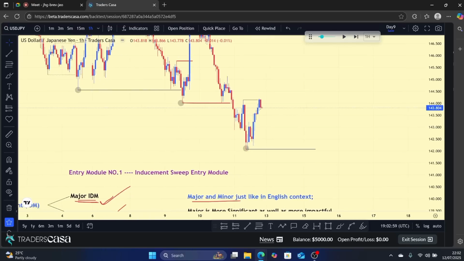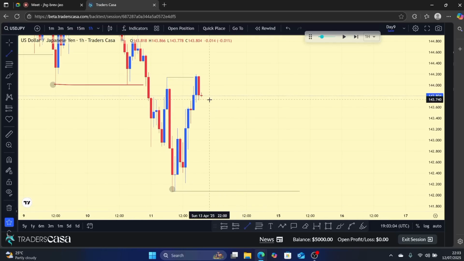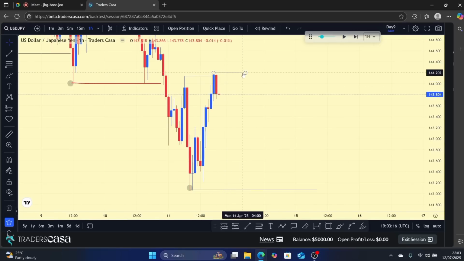So this here is the minor, and we can clearly see that this here is a valid sweep. All right, I know this here is kind of a break, but you can clearly see this break is not with that large displacement. It was just a break, and I said it doesn't matter if it's a break by a body or a break by a wick. Just draw the high of that sweeping candle. Draw a line and make sure there is no other candle that passes through that line. So that line is like our guard, like it should be protected for it to validate this sweep.